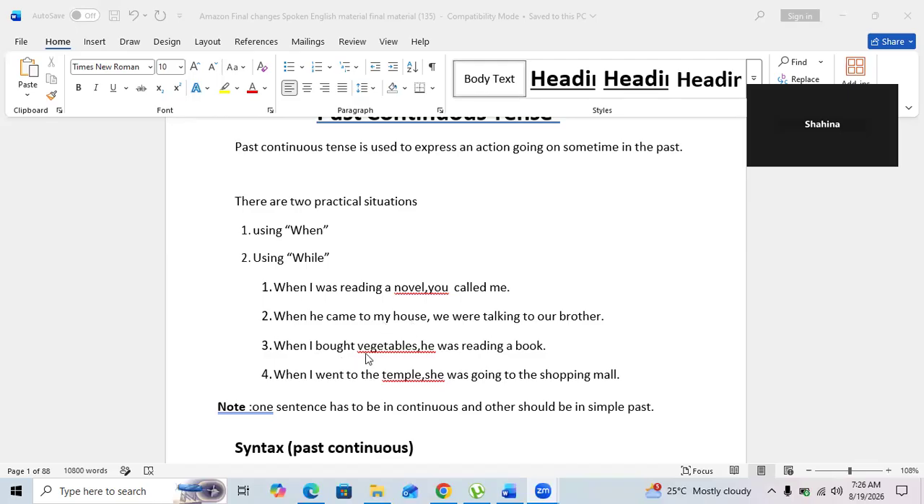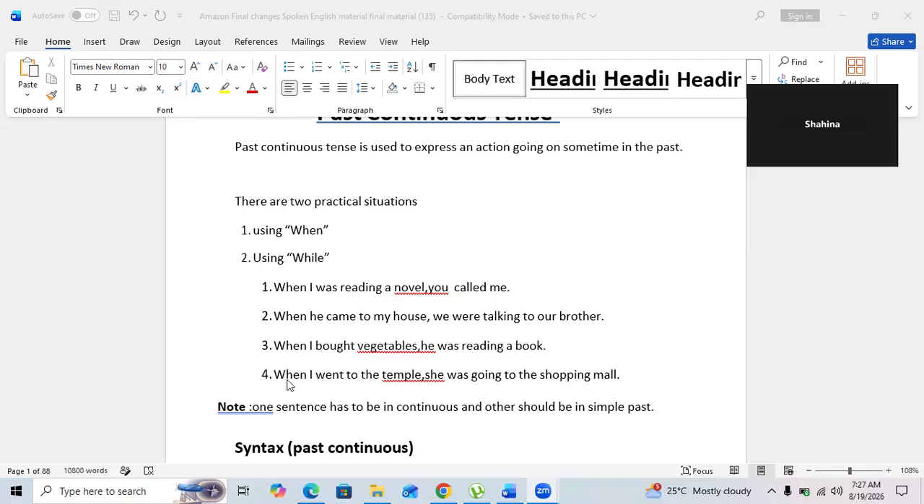When I bought vegetables, he was reading a book. So, this is how you need to go through. A very, very important thing: whenever you tell something about the ongoing task, you need to have a supporting statement, only then you can fulfill the need of past continuous. If you simply say he was reading a book, but if you say yesterday, again it will come under simple past, so it's better to give the other related statement.